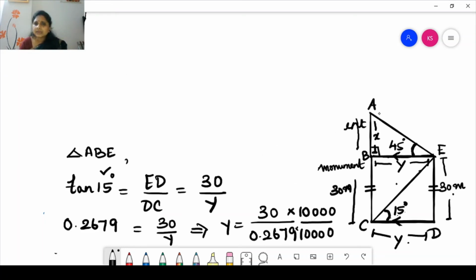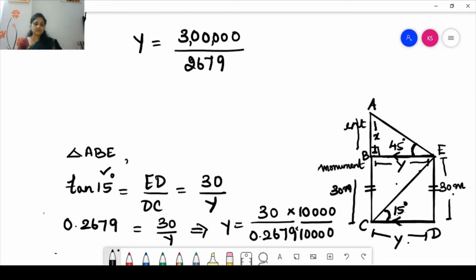Okay, so this is my A. Okay, so this is going to be Y is equal to 3 followed by 5 zeros. So 3 lakh divided by 2679. Now this you do by long division. Practice such things so that it is easy for you to do it during the examination. Please don't sit on this for a long time. You need to be swift in your calculations.